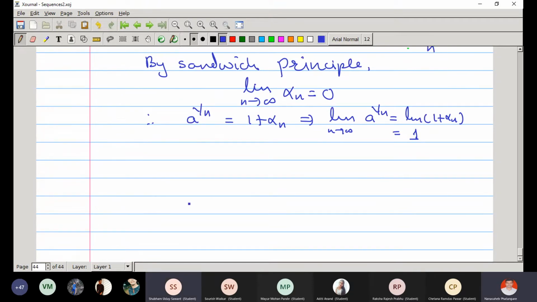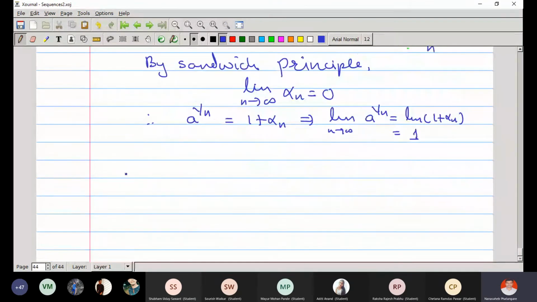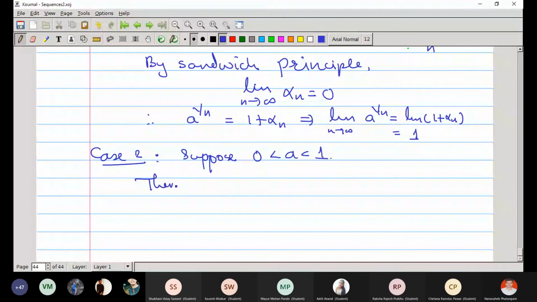So what is the next case? This is the first case, if a is greater than 1. So case 2. Suppose, what should be the second case? a lies between 0 and 1. 0 less than a less than 1. This is the second case. Then a raised to 1 by n is less than 1 for all n. Correct?